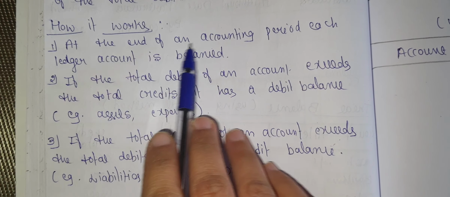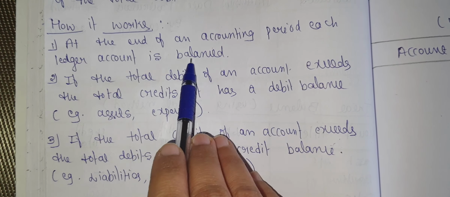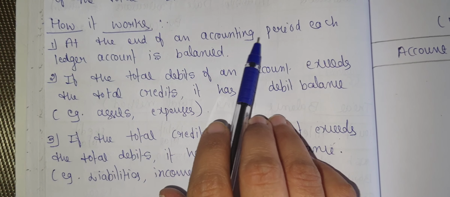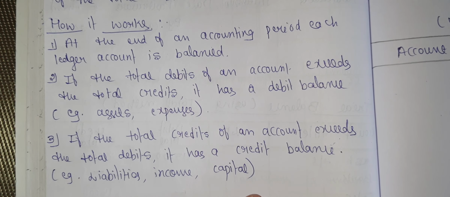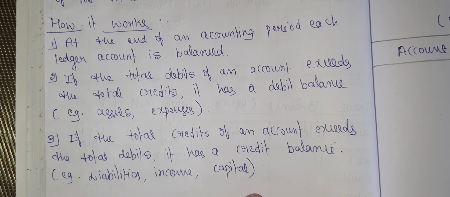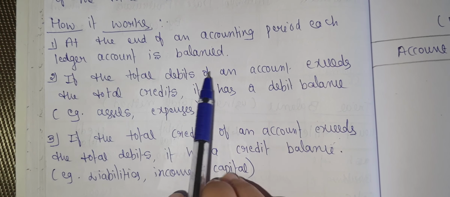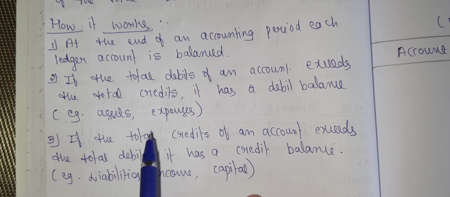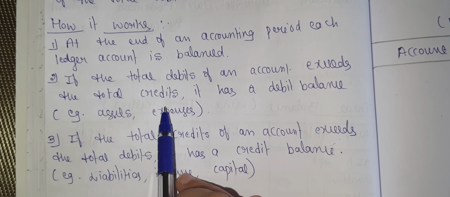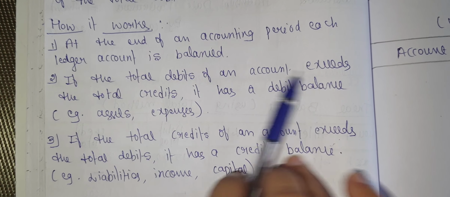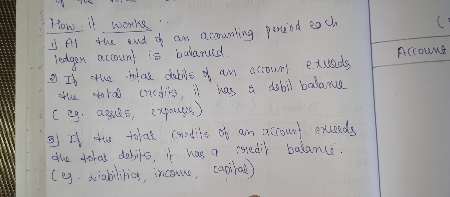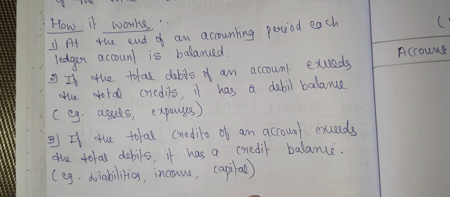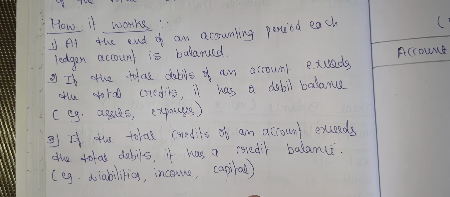At the end of an accounting period, each ledger account is balanced. That means we have to balance each ledger account. After that, if the total debits of an account exceed the total credits, it has a debit balance. We have to consider it as a debit balance. In this, assets and expenses will come.